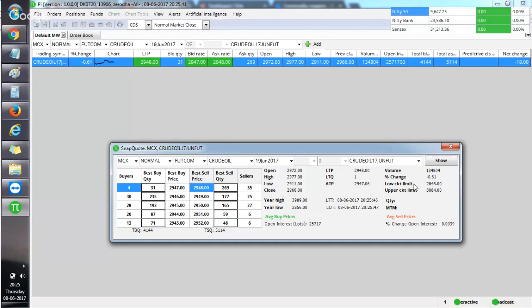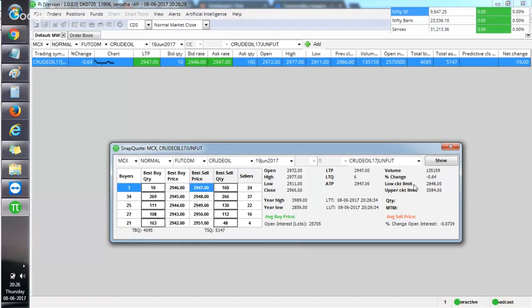So what does this mean, lower circuit and upper circuit? It is an indication, or a range. It's like a circuit breaker set by the exchange, saying that if the price reaches 2848 for the day, which is roughly 100 points below the current levels, or it goes 100 or 120 points above the current levels, then the contract is in a very volatile situation. For example, right now the price is 2946. If the price goes to 3084, that's an indication that the contract is very volatile.